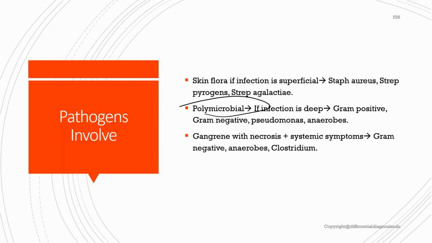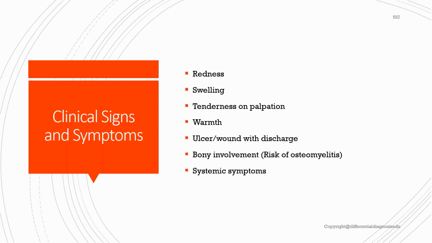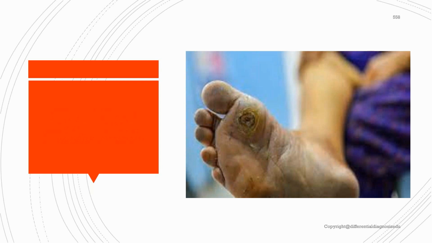The pathogen involved, like I said, is polymicrobial. And if you are suspecting gangrene, gas gangrene, then involve Clostridium too. Otherwise, it's polymicrobial. They will have an ulcer with redness, swelling, and tenderness on palpation. It might have purulent discharge. In the probe test, you put a small stick in the ulcer, and if you can feel the bone, that is a positive probe test, and the patient most likely has osteomyelitis too.